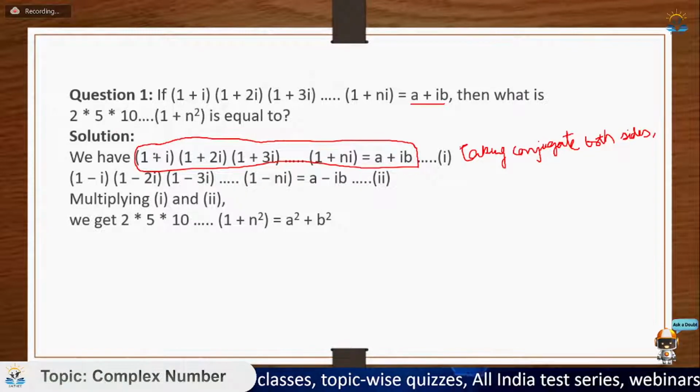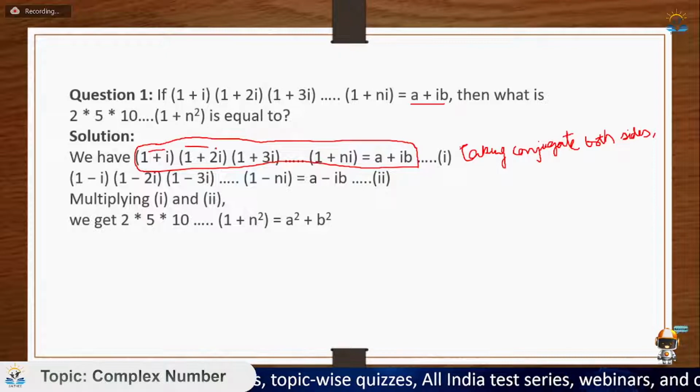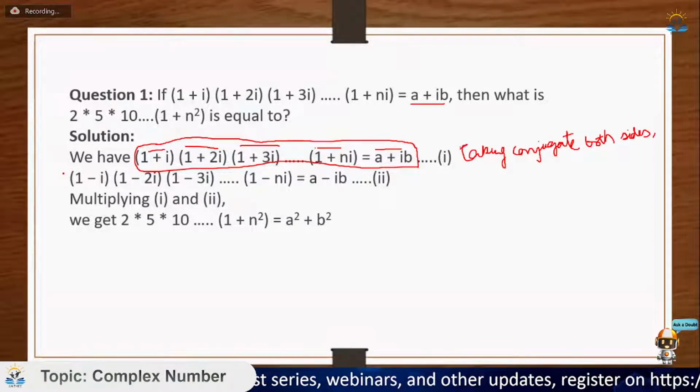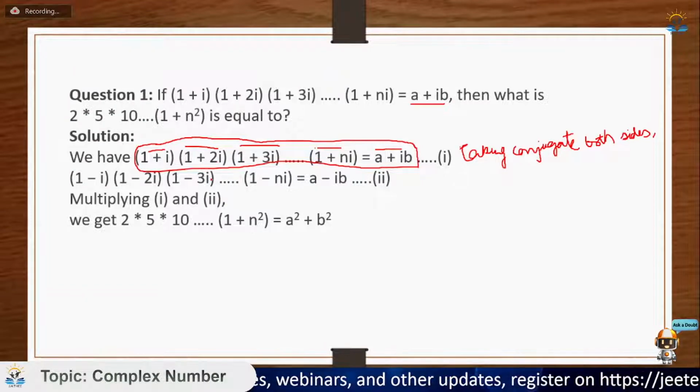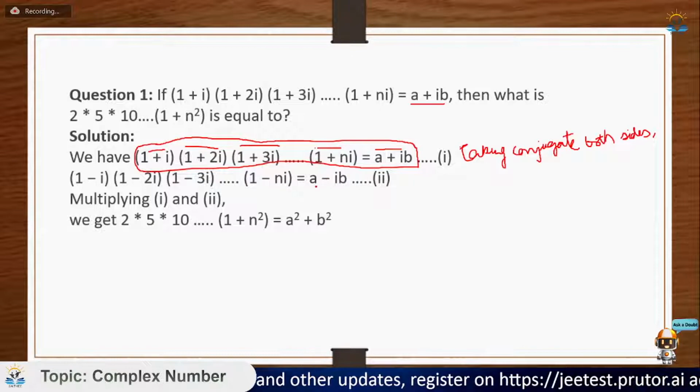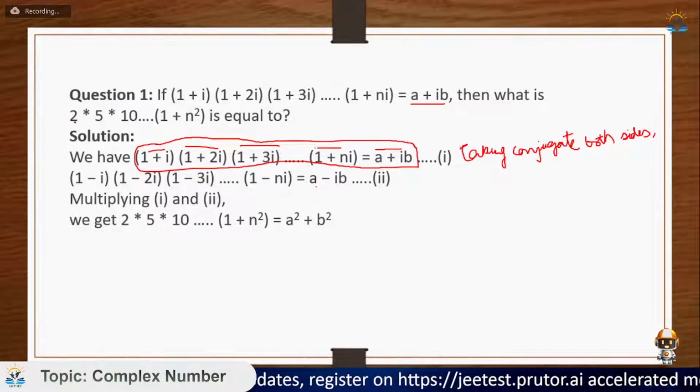Taking the conjugate on both sides would be something like this. Conjugate is distributable over multiplication. So this is your conjugate. From here you will get (1 minus iota)(1 minus 2 iota)(1 minus 3 iota) and so on up to (1 minus n iota) equal to a minus iota b. So one equation is this and the second is this. And you want something like this.